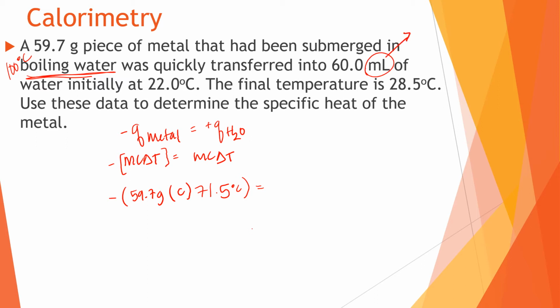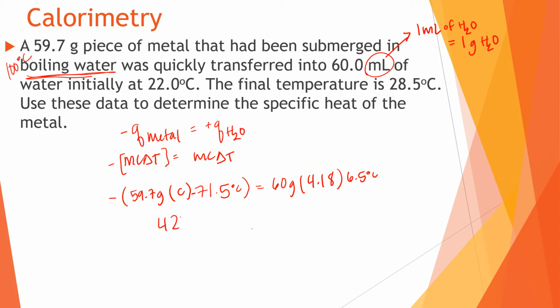Something else to keep in mind, 1 milliliter of water equals 1 gram of water. So if you're ever given milliliters, because you know it's a little bit more common to do volume of water, if you're ever given milliliters, it's the same thing as grams, so just don't get confused by that. So we have 60 grams of water times the specific heat of water times water went from 22 to 28.5, so 6.5 degrees Celsius.